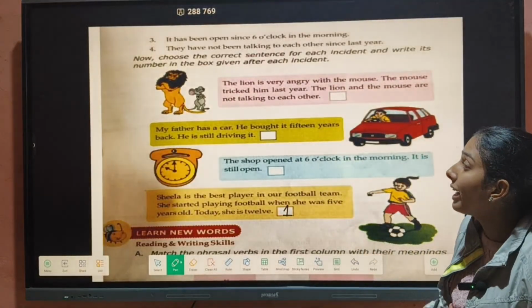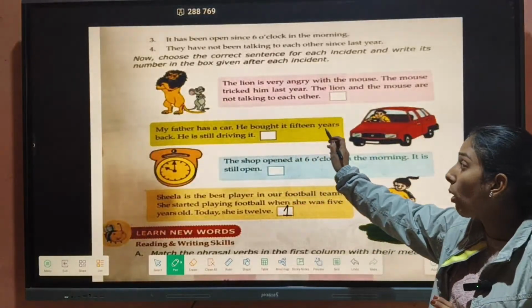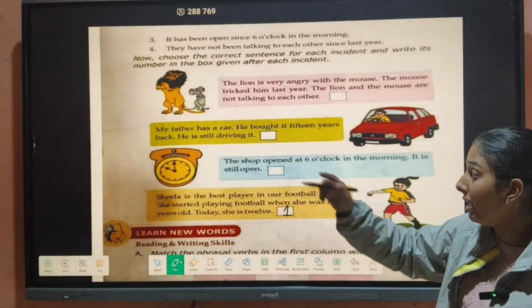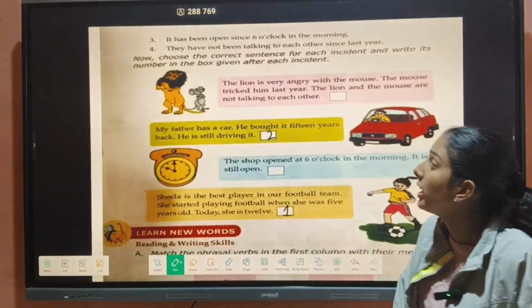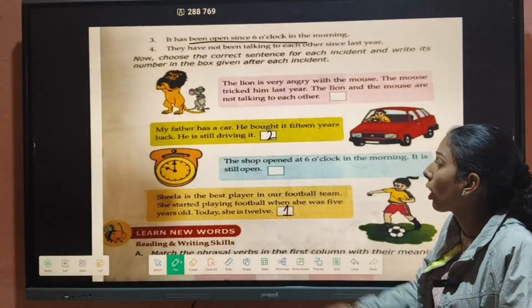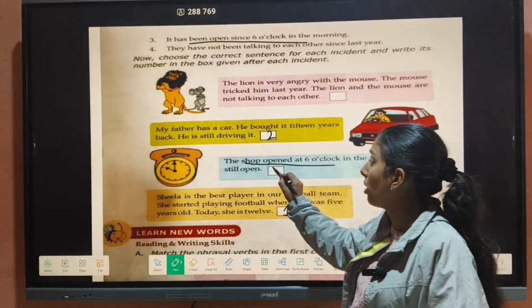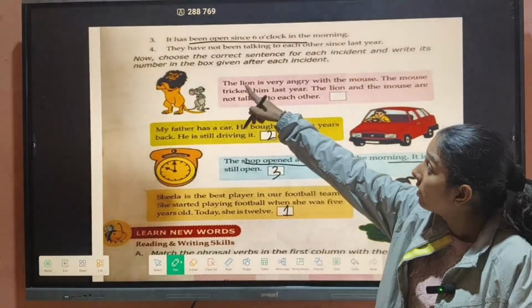Second incident: my father has a car and he bought it 15 years back and still he is driving it. Third event, it has been open since 6 o'clock. The shop opened at 6 o'clock in the morning and it is still open. This was event number 3.